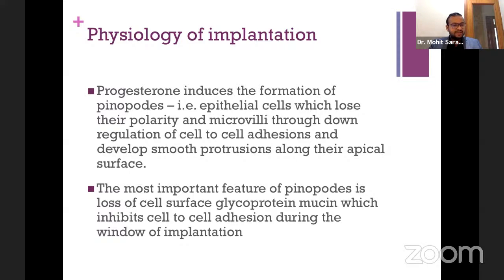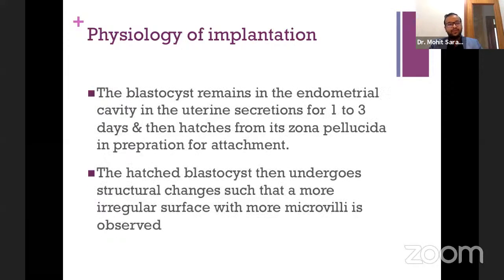So what happens is the cells lose their polarity, their microvilli, and then they develop smooth protrusions on their apical surface and form what are known as pinopods. The most important feature of the pinopods is loss of a particular glycoprotein known as cell surface glycoprotein mucin, which inhibits cell-to-cell adhesion during the window of implantation. So to summarize, progesterone downregulates this particular glycoprotein, and this in turn facilitates the adhesive process between the blastocyst and the endometrium.